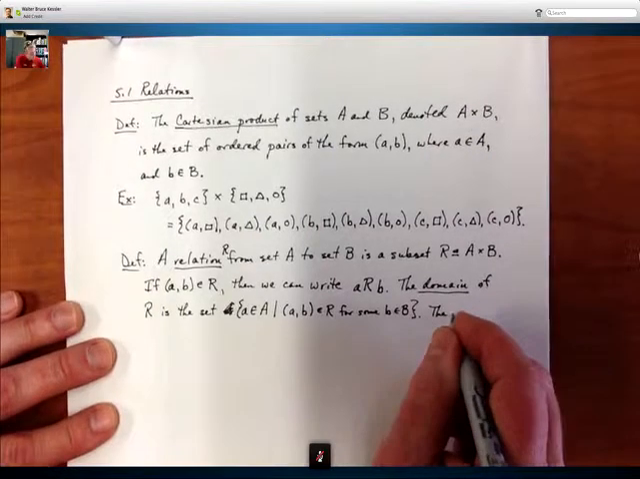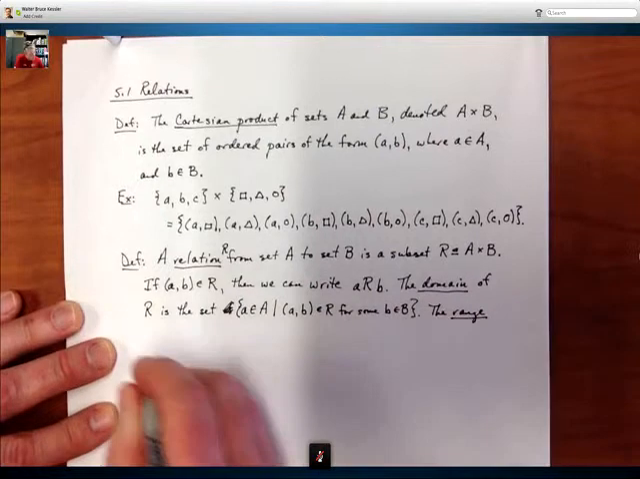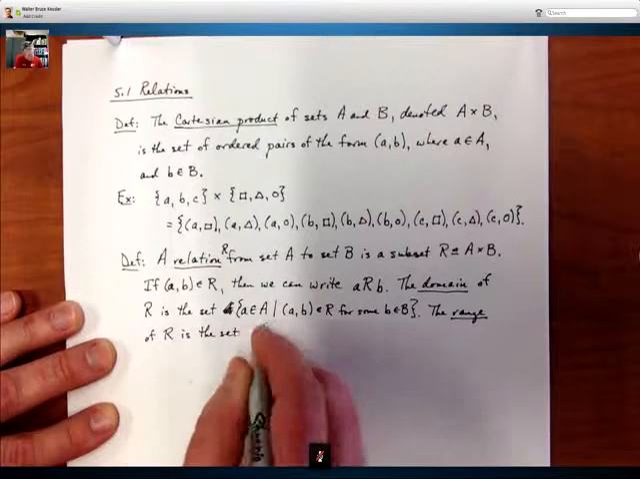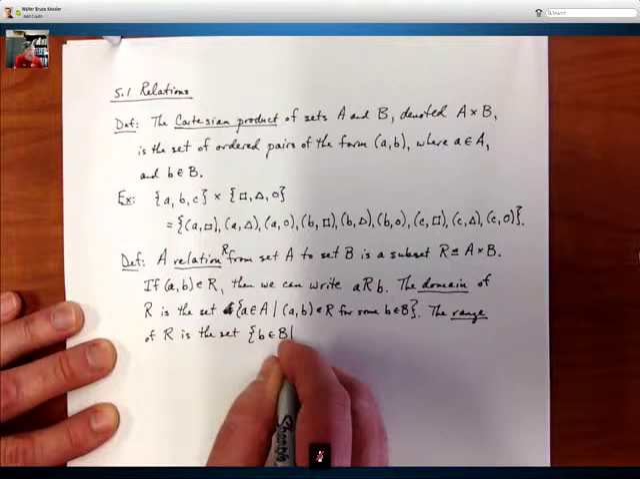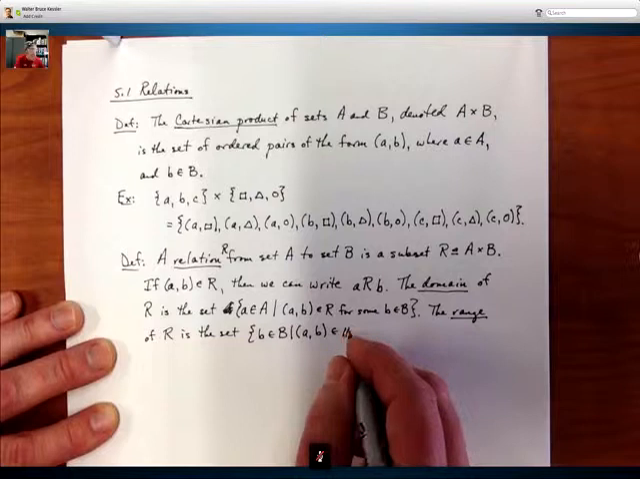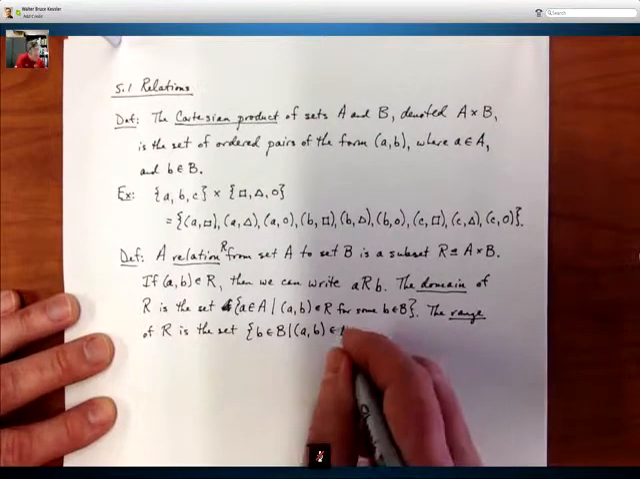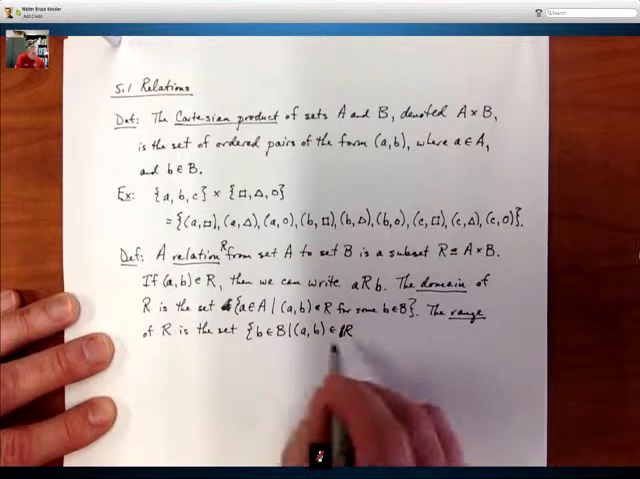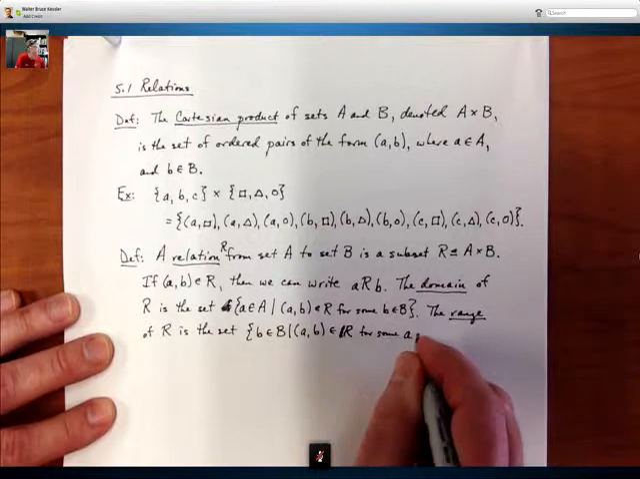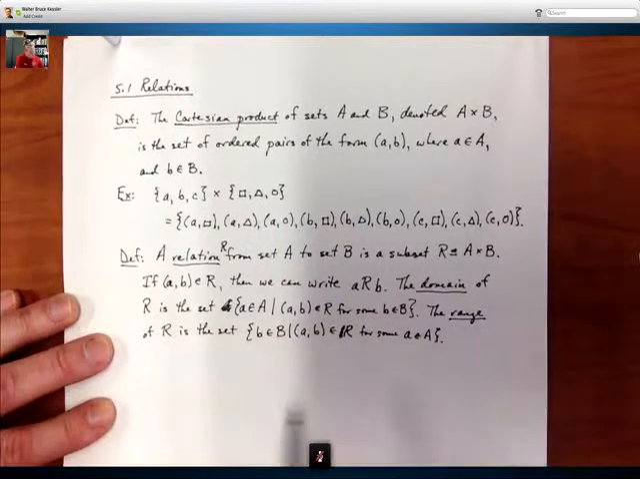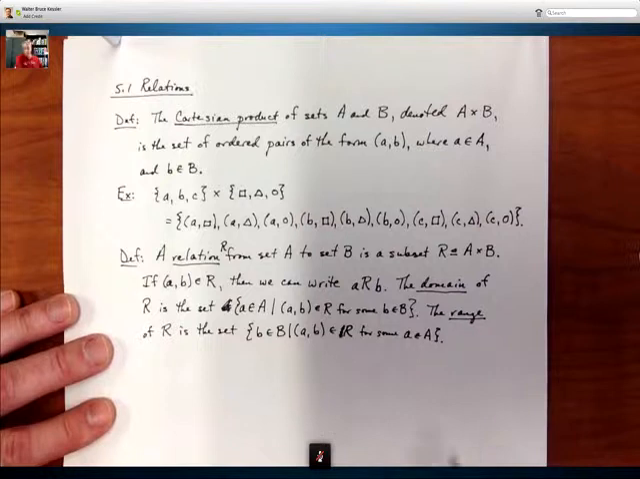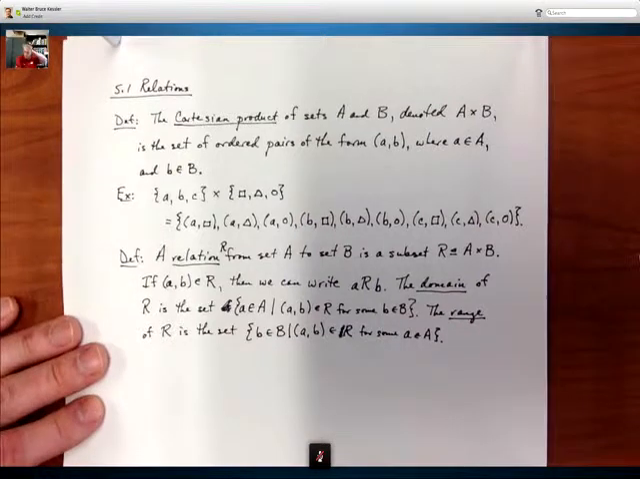The range, you've seen these words before, of R is the set of b in set B such that (a, b) is in the relation for some a in the set A. Okay? So relation, the notation, what we mean by the domain, and what we mean by the range.